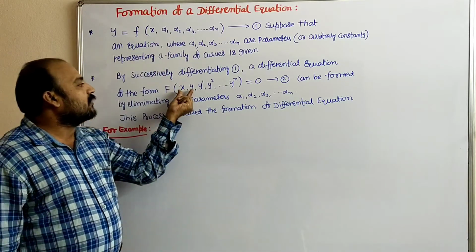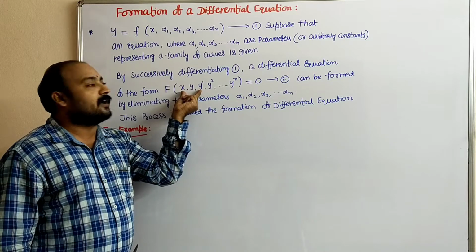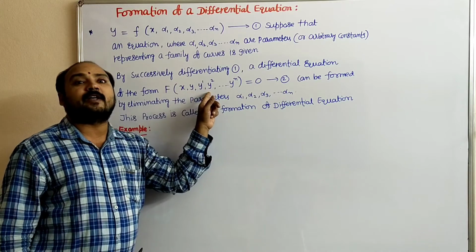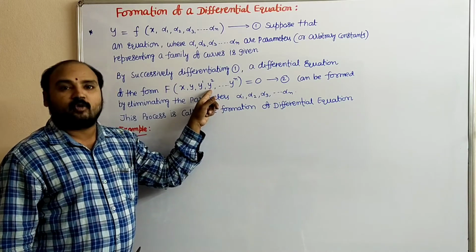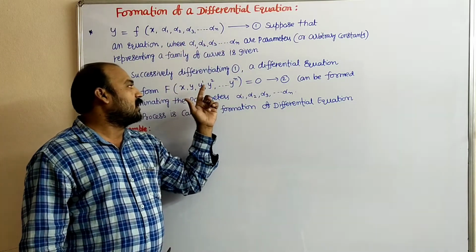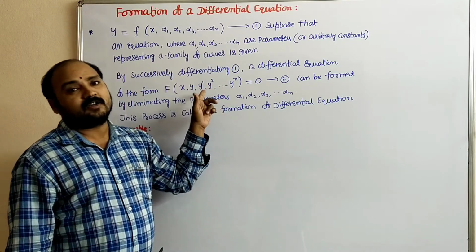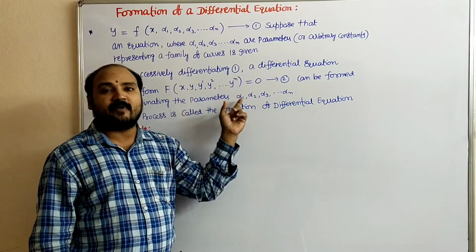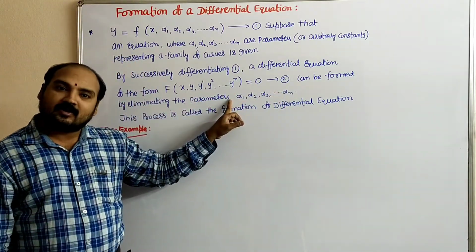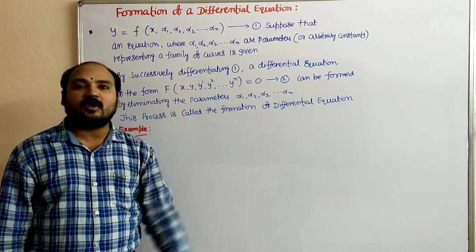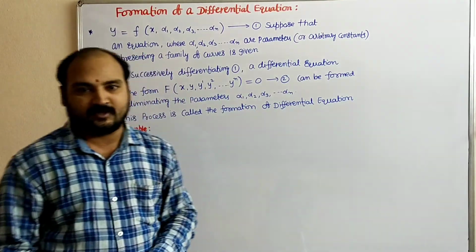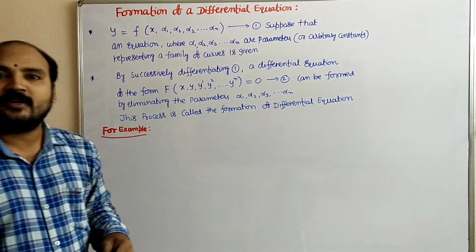One constant is there, only f of x comma y dash will be there. Two constants are there, f of x comma y dash comma y double dash, second order derivative, it will be there like this way. Suppose n arbitrary constants are there, f of x comma y dash, y double dash or second derivative of y and so on, nth derivative of y equal to 0 can be formed by eliminating the parameters or arbitrary constants alpha 1, alpha 2, alpha 3 and so on alpha n. This process is called formation of differential equation. This procedure is called formation of a differential equation.